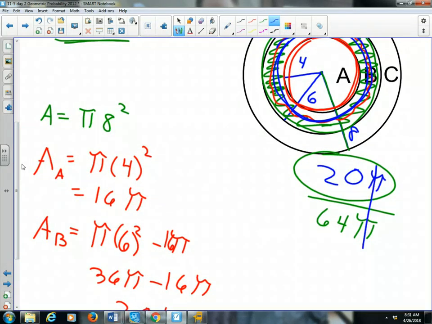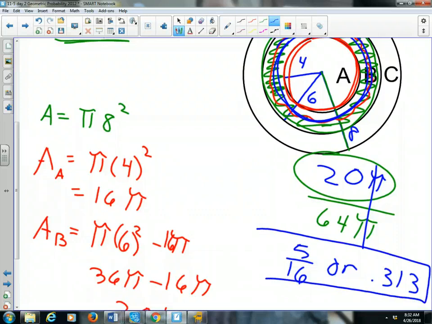So 20 pi divided by 64 pi is 20/64. 20/64 reduces to 5/16, or as a decimal is 0.313, or 31.3%. There's geometric probability. We'll do a few more questions on that when you get to class tomorrow.